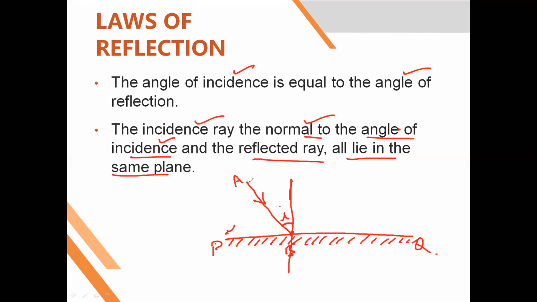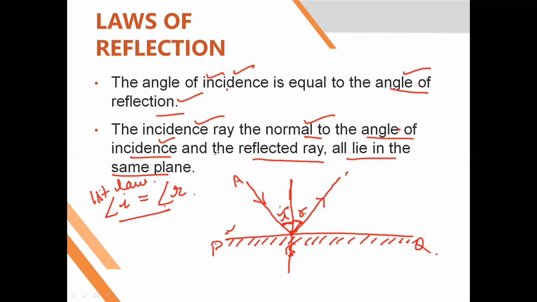Now the first law says that the angle of incidence is equal to the angle of reflection. So when this incident ray falls at this angle and gets reflected back from here, the angle formed by this reflected ray with the normal, that is r, is equal to this angle, that is angle i, the angle of incidence. The angle of incidence is always equal to the angle of reflection. This was the first law.